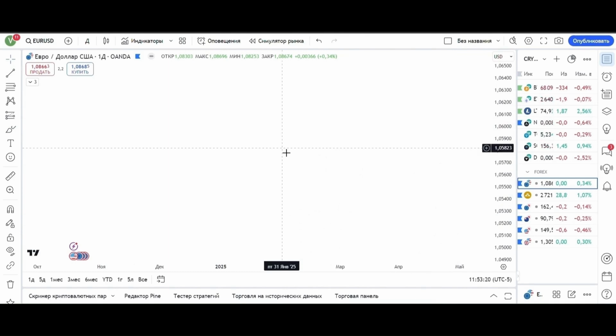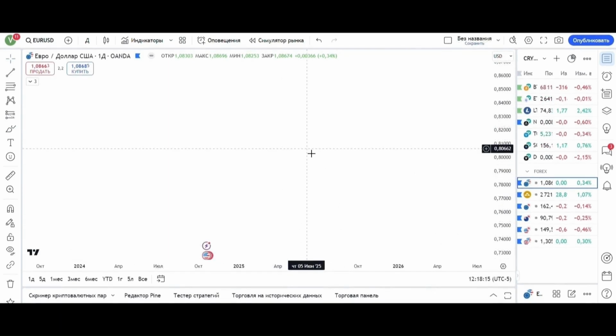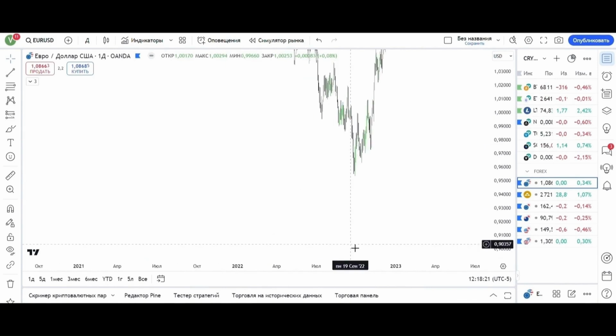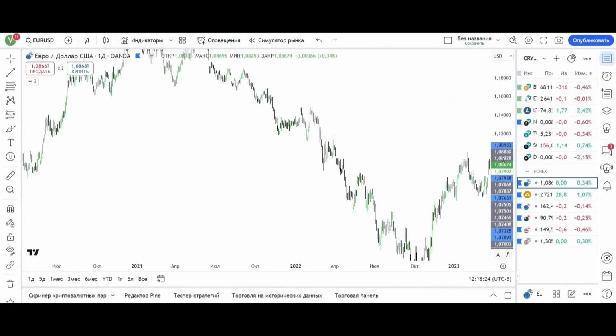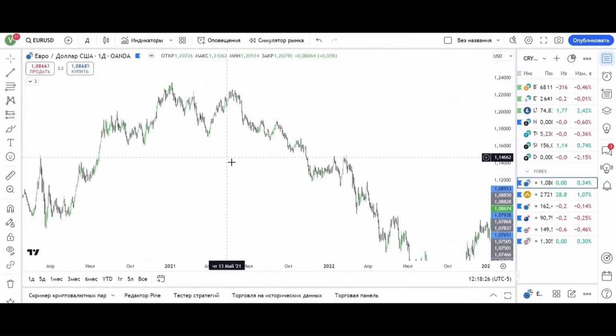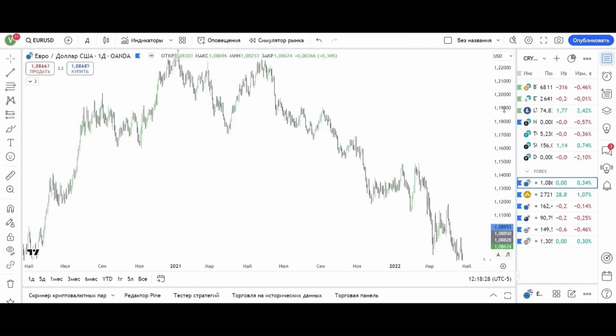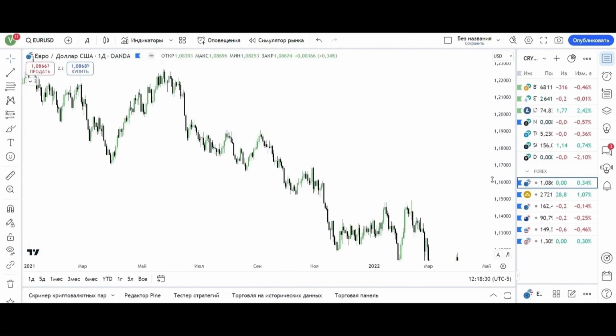Next, let's move on to practice. Let's look at ascending and descending order flow on the chart. So, what do we have? We have the daily chart open, and let's look at the descending order flow.